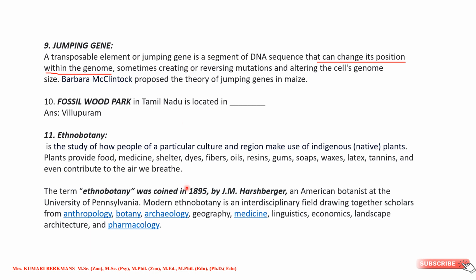Who proposed this theory? It is Barbara McClintock. She proposed the theory of jumping genes in the plant maize. So who proposed this theory? Barbara McClintock proposed this theory.